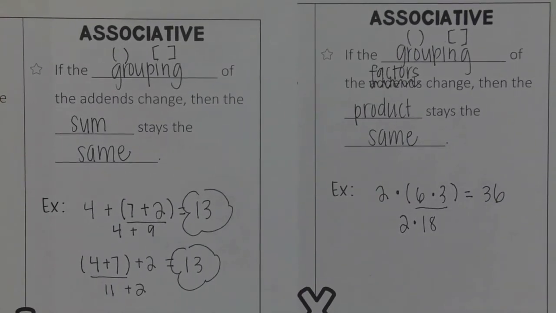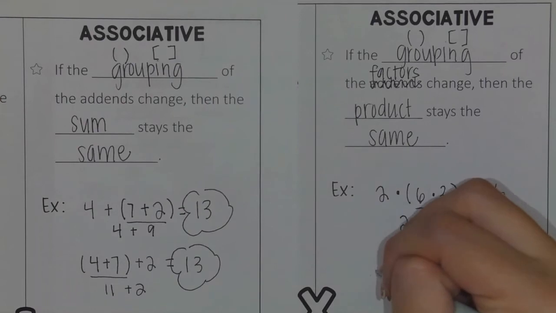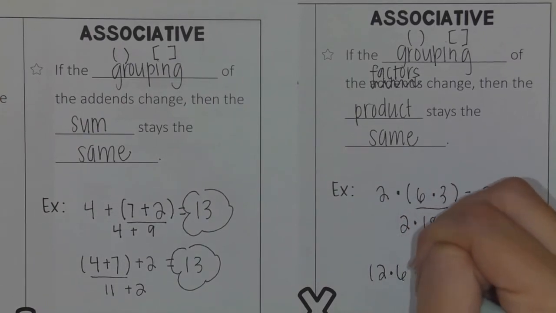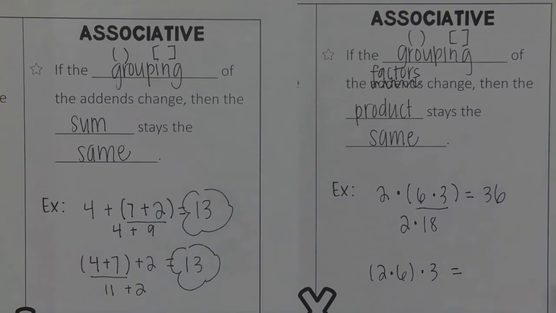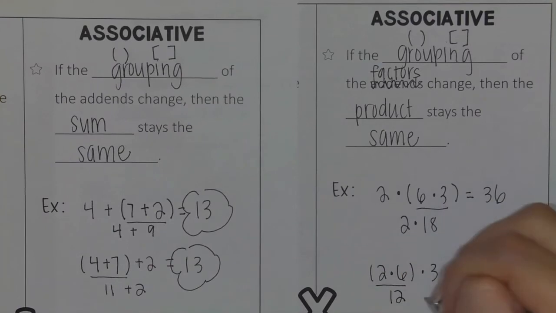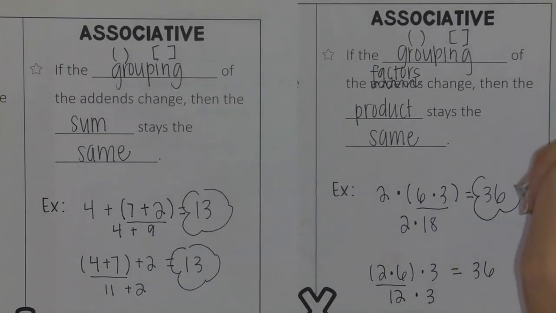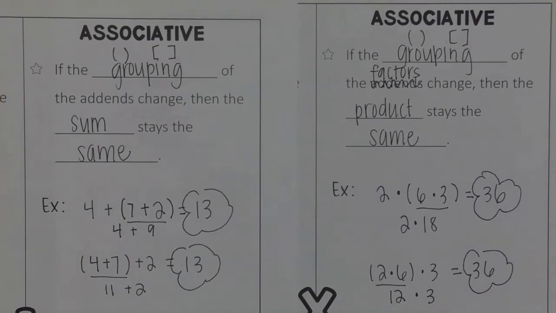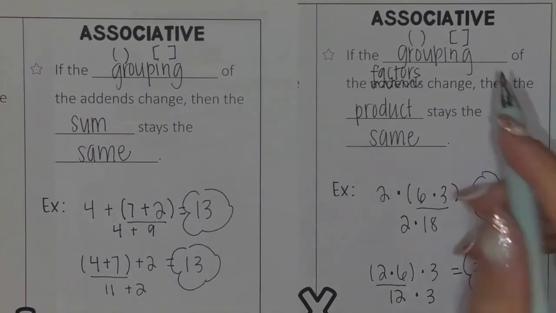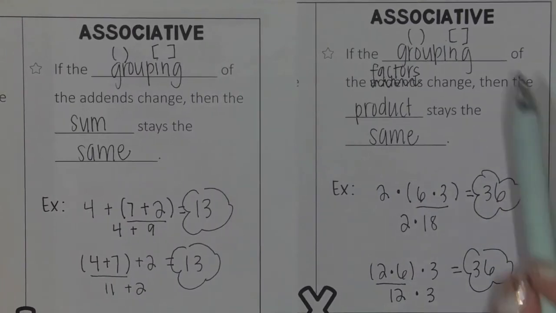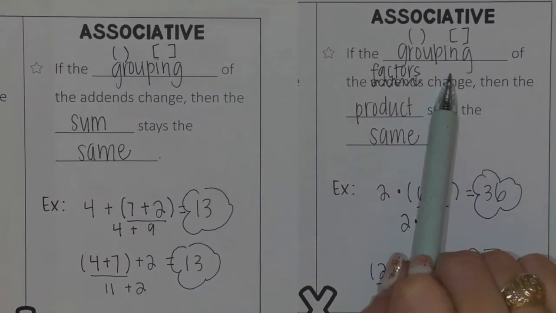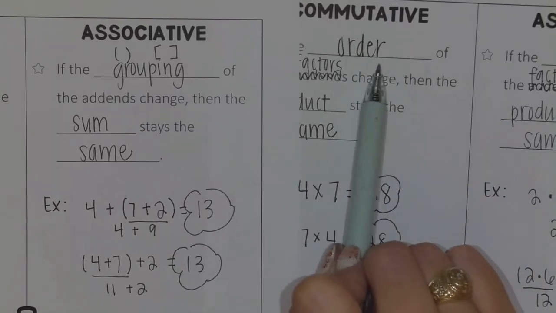Let's follow the associative property and let's change up the grouping. This time I'm going to group 2 and 6 together in parentheses, 3 on the outside, and let's solve. 2 times 6 would give me 12, times 3 for a final answer of 36. So again, we've changed up the grouping of our factors, but we still ended up with the same final product. So associative is all about grouping. Commutative is all about order.